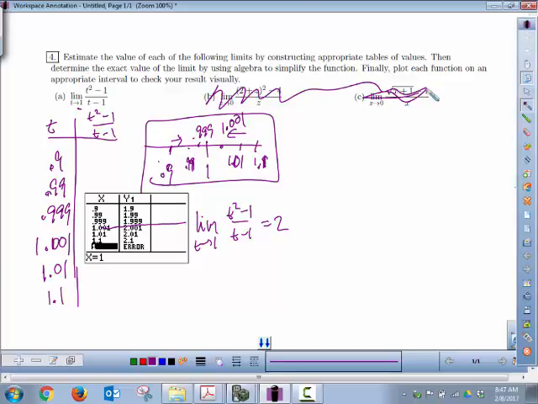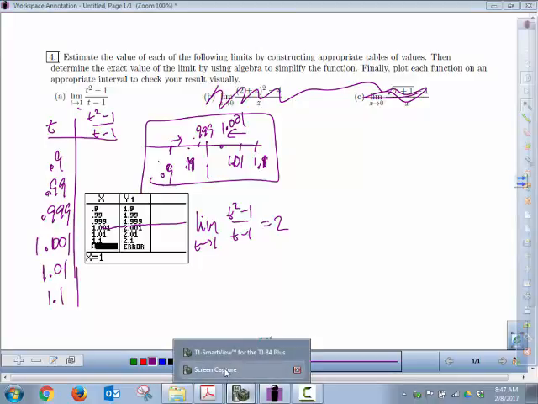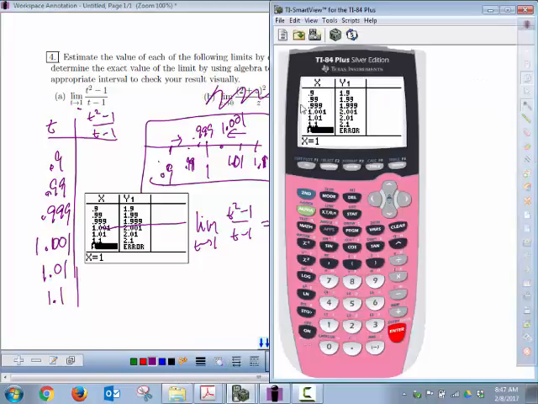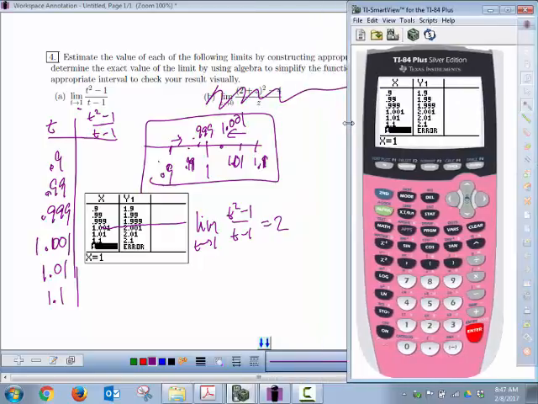What did I say? Graphic. So we want a graphical point of view. Let's take our calculators out again. And from a graphical point of view, we just want to make sure it looks like it's near 2, right? Based on our numerical analysis.